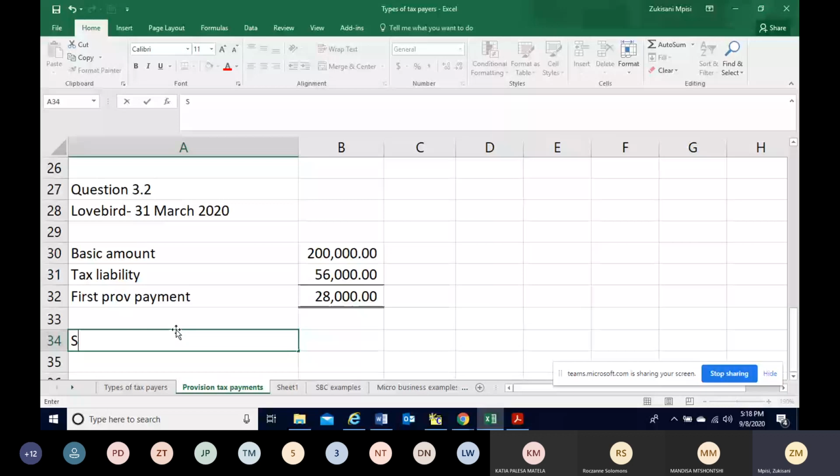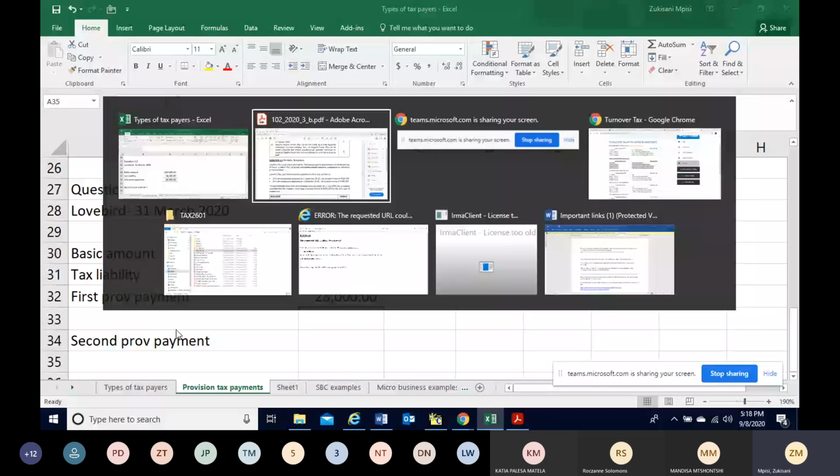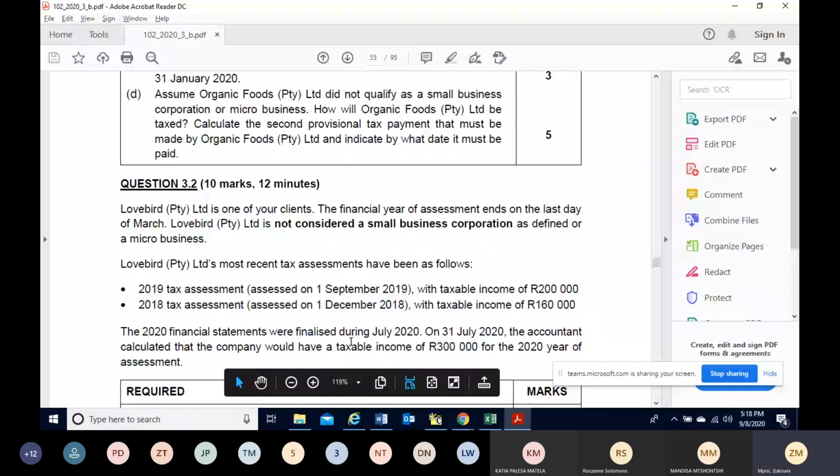Now for us to calculate the second provisional payment, remember, in terms of the principles, we know the following. If the amount is exceeding 1 million, we have to use the lower of the basic amount or the estimated taxable income. So in this case, let us quickly look. The 2020 financial statements were finalized during July 2020. On 31st July 2020, the accountant calculated the company would have a taxable income of 300,000 for the 2020 year of assessment.